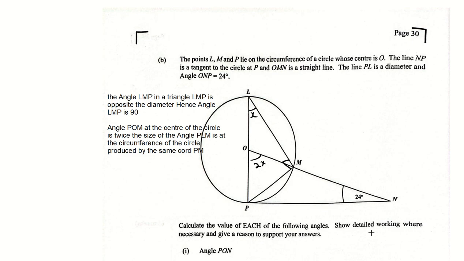Next one is any tangent that meets the diameter or radius of a circle will intersect at 90 degrees. So this here is 90 degrees. Alright, so tangent PN intersects the radius OP, or we could look at the diameter LP, at 90 degrees, hence OPN is 90 degrees. So therefore this triangle is also a 90 degrees triangle.